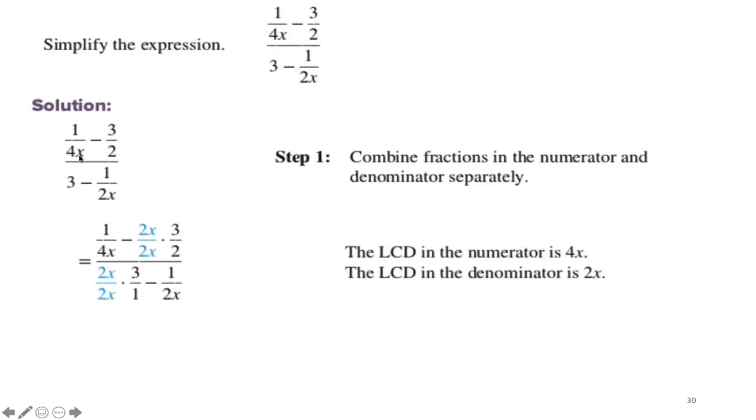And so notice that again, we can combine them by finding the LCD. The LCD of the 4x and 2 is just 4x. So I need to multiply the second part by 2x to get the 4x. And then on the bottom, the LCD of 2x and 1 is just 2x. So I multiply the left term with 2x as well.